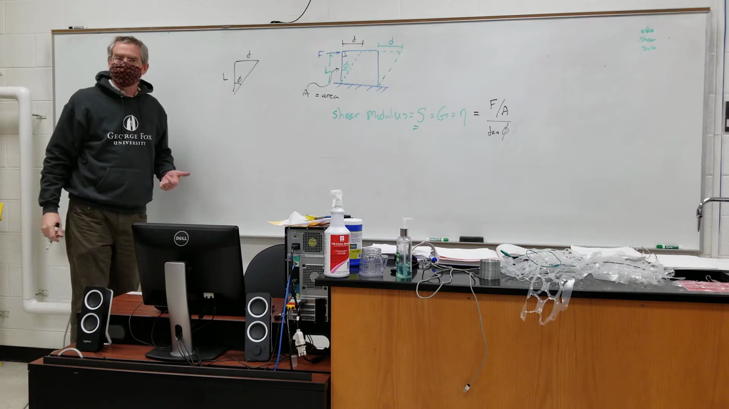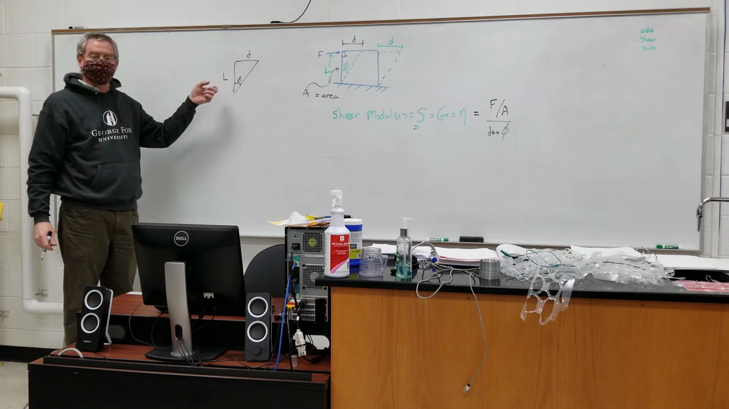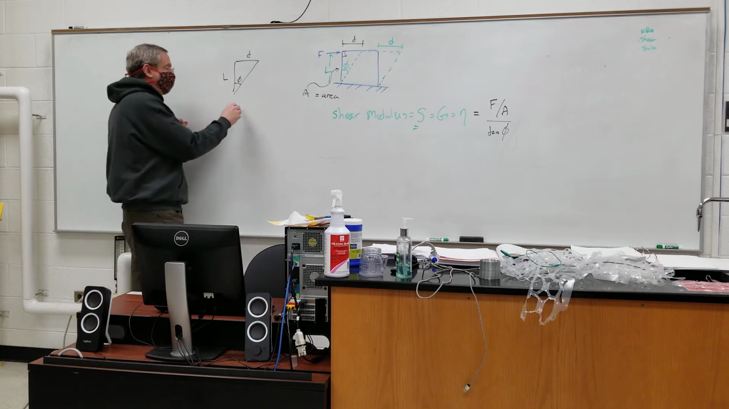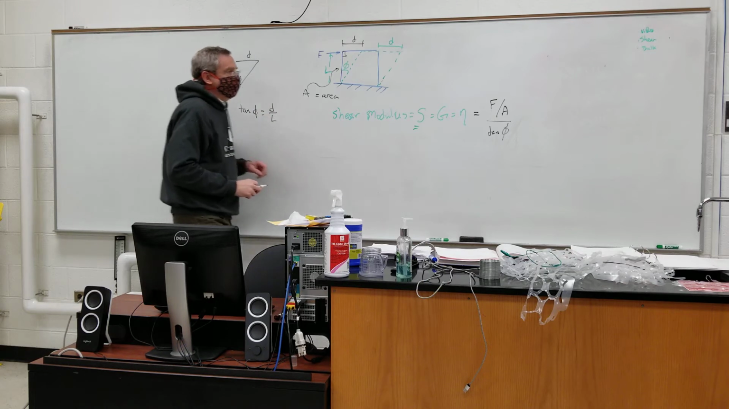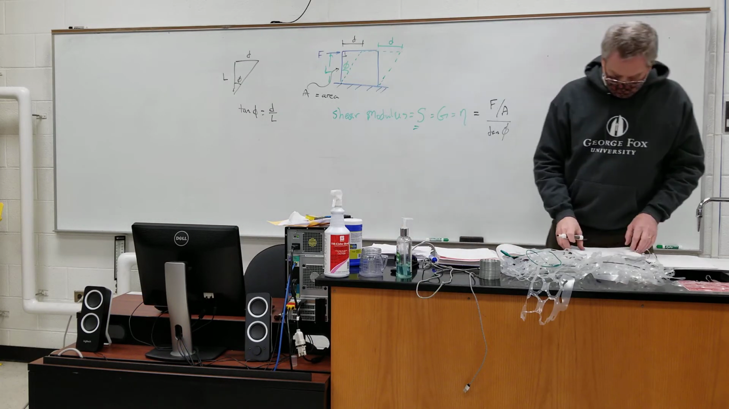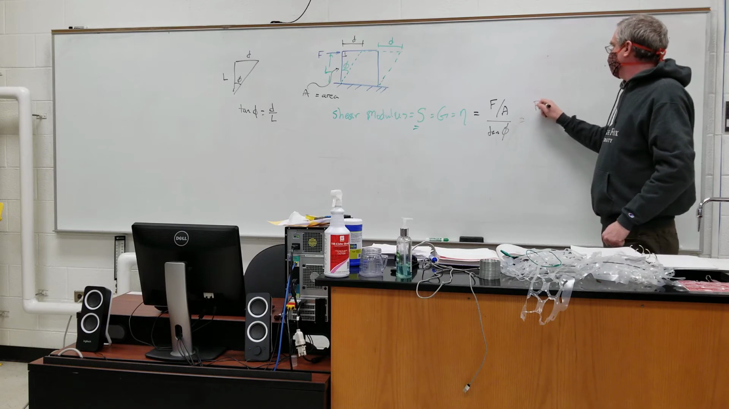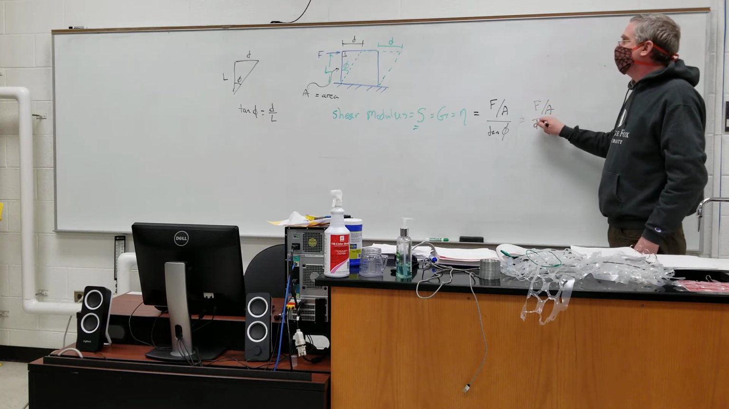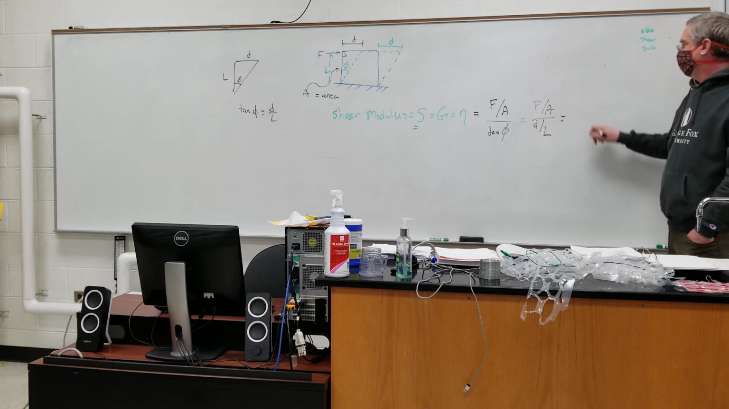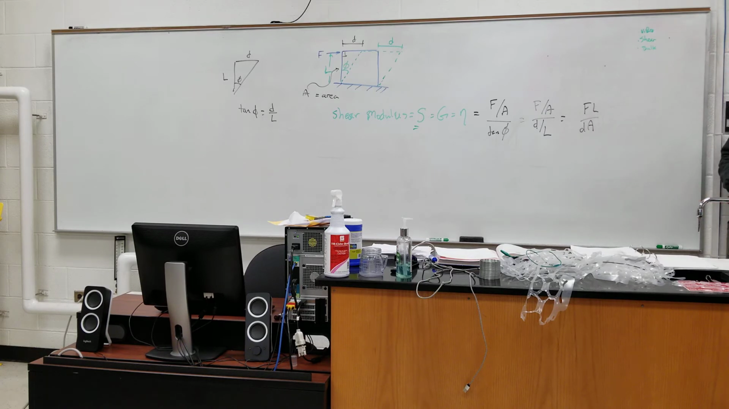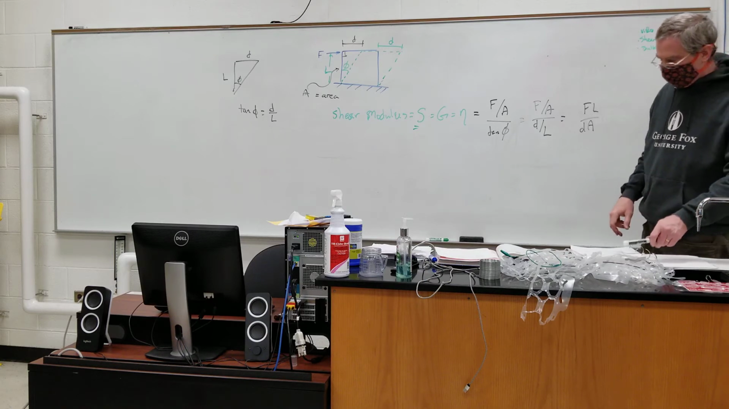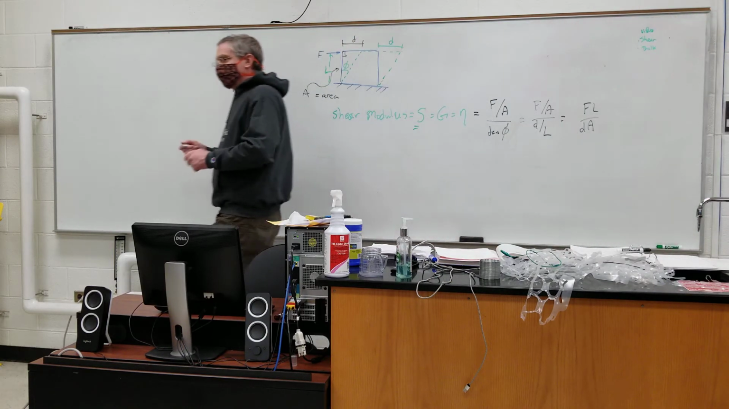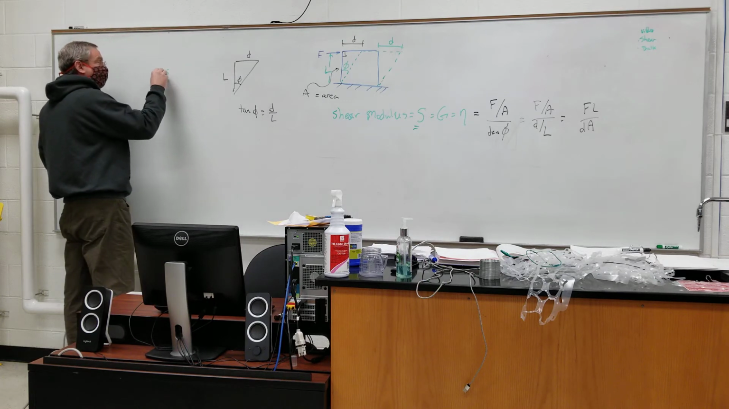So what trig function involves the opposite side and the adjacent side? Tangent phi is d over L. And so you could see this as F over A over d over L, or FL over dA. But then we could have also employed the small angle approximation.